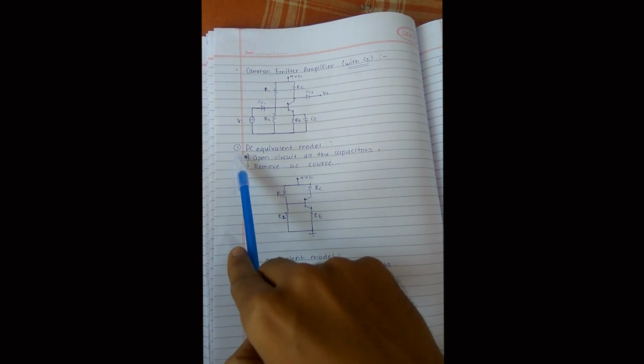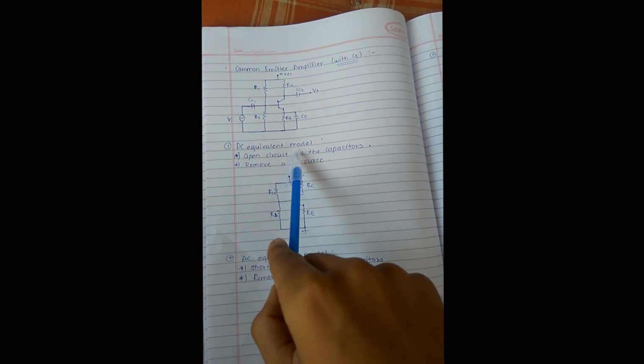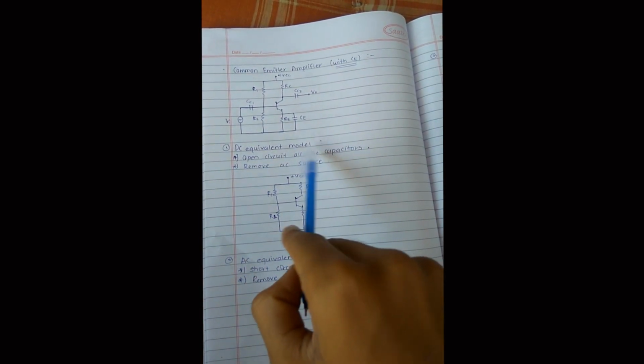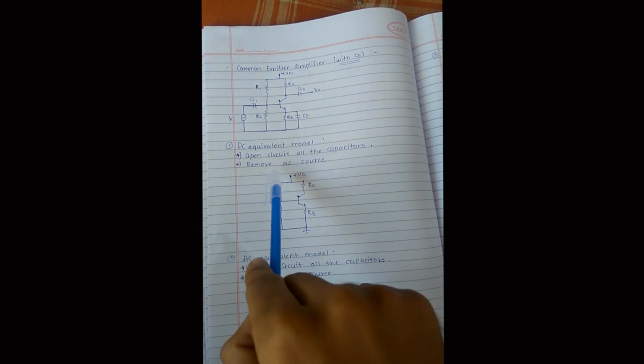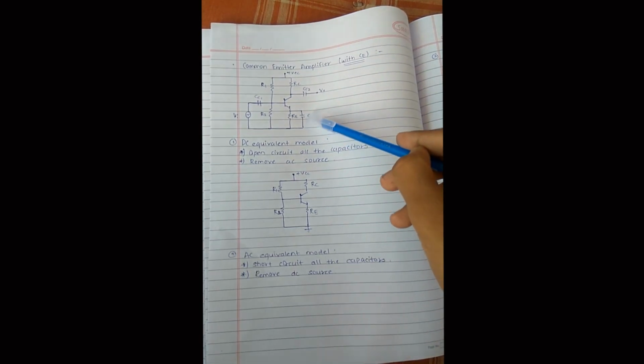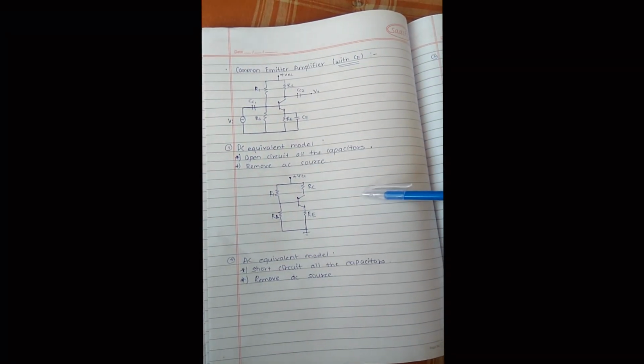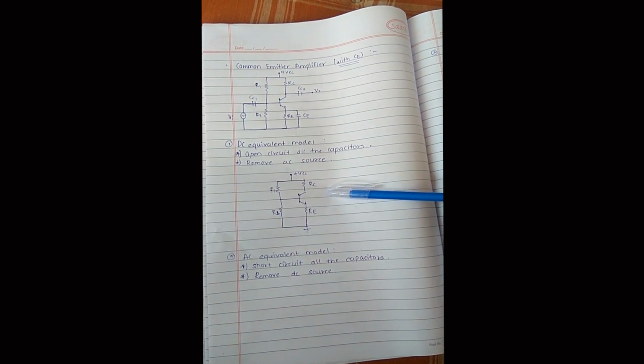The first step is to draw the DC equivalent model of this amplifier. How is it drawn? All the capacitors are open circuited and the AC source is removed. After open circuiting all the capacitors and removing the AC source, our circuit will look something like this.